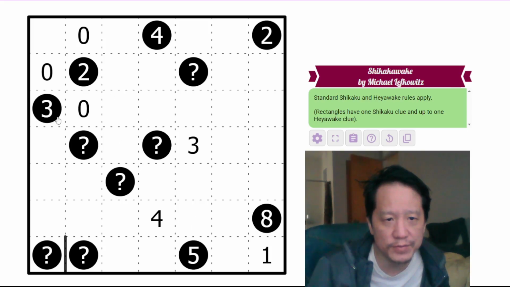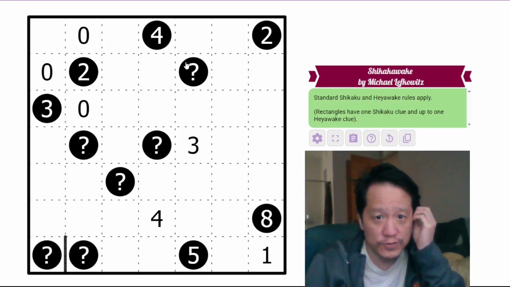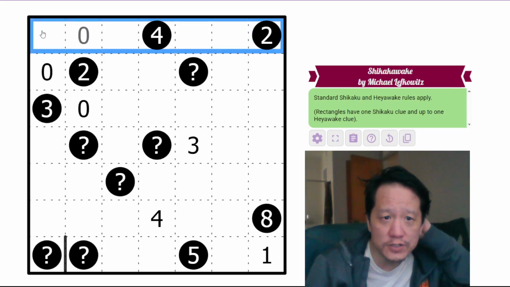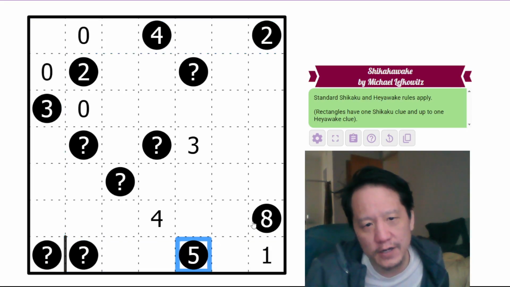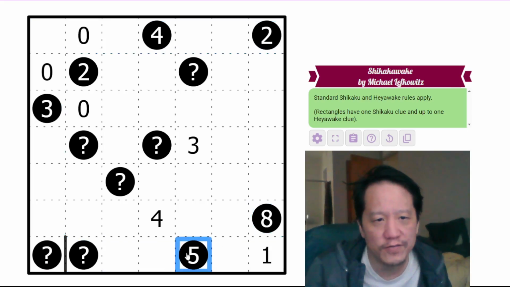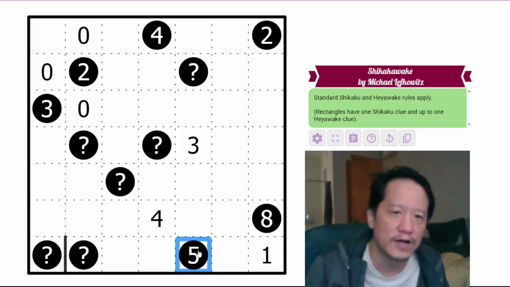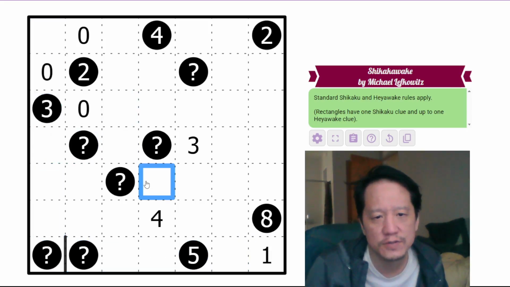This could be 3 that way. We have 2, 4, 2, and 8. How many digits do we have? So how many cells do we have? 49. Right now this is accounting for 5. So 8 and 2 is 10. 2, 3, 4, and 5 is 14. So that's 24. So we need to account for another 25 cells.